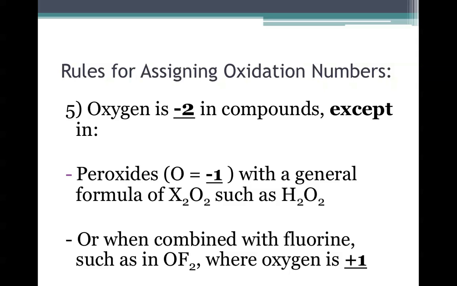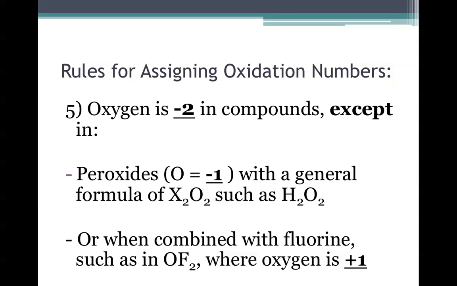Oxygen is going to be -2 in most compounds, and that's why when you look on the periodic table, oxygen only has a -2 listed as its most common oxidation number. Now there are two big exceptions that you need to memorize. The first one is for peroxides, which in general have an M2O2 general formula. So hydrogen peroxide, H2O2, or sodium peroxide, which is Na2O2. In both cases, oxygen is a -1 charge.